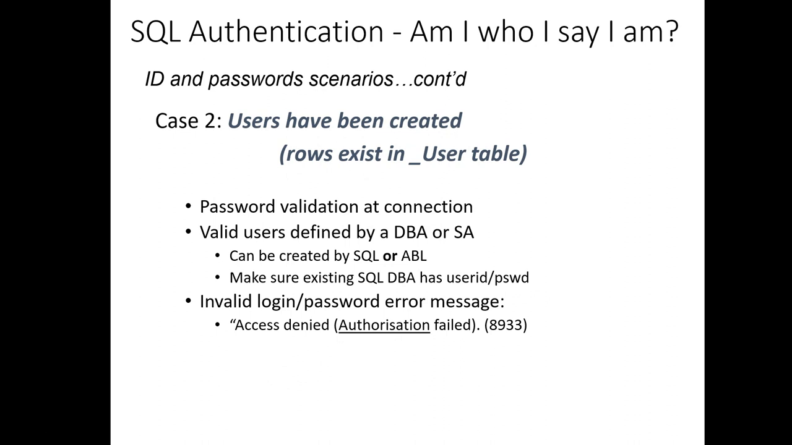So if user entries have been created, then when we connect, we validate who we are through the password. Validated users are defined by the DBA or the system administrator. They have certain rights. So what we're trying to avoid is, when we log in, this authorization failure. An authorization failure basically means we don't know that your credentials are valid in the database.